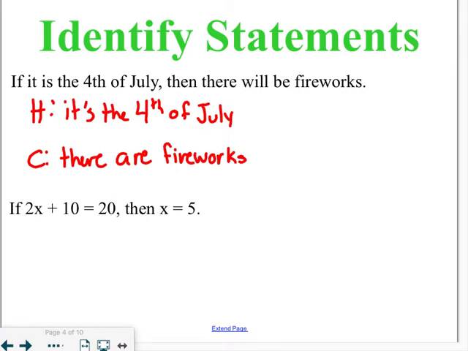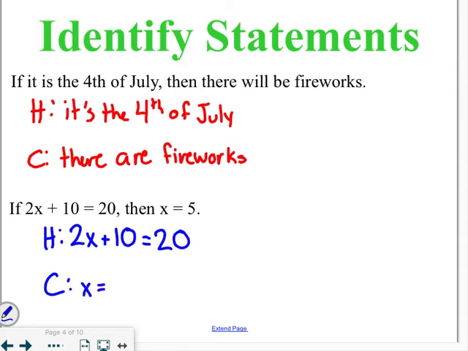Same thing works with mathematical examples. They can be written in if-then format. If 2x plus 10 is equal to 20, then x is equal to 5. Your hypothesis is the equation part, 2x plus 10 is equal to 20. And your conclusion is that x has to equal 5, because x is the solution to the equation.